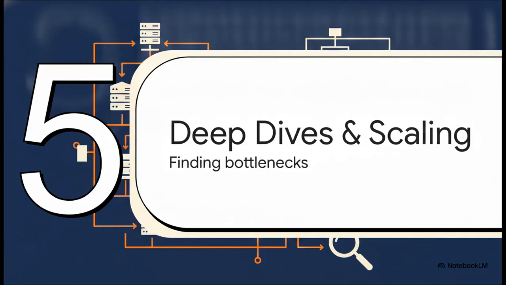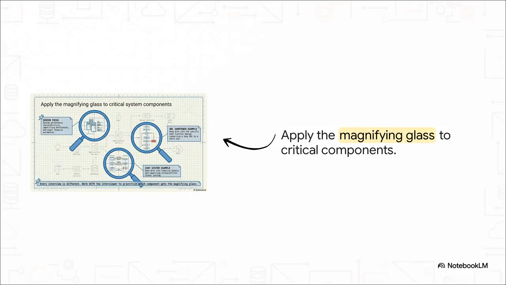Let's jump into Section 5, Component Deep Dives and Scaling, where we hunt for the bottlenecks. Now, you want to work with your interviewer to apply a metaphorical magnifying glass to the most critical bottlenecks. Remember, every interview is different, so you're not detailing every single box. You might deep dive into a specific hash function for a URL shortener, or maybe you'll focus entirely on slashing latency for a chat system. Your focus here should heavily be on CPU, memory, I/O, and latency for the most stressful parts of your design.